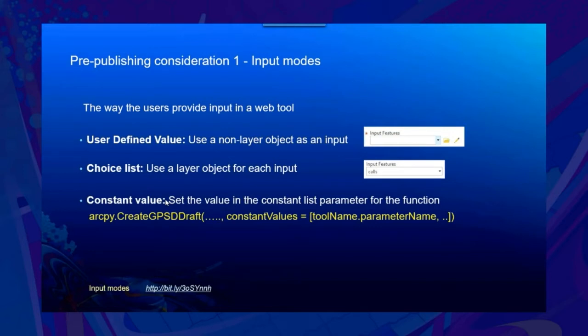So if you want to do that, set the constant value for this parameter using this function, arcpy.CreateGPSDDraft. SD draft means service definition draft. This function I will explain in a later publishing function section. Within this function, there's a parameter called constant values, and you can assign your tool name and parameter name for these constant values. This is a list, so you can specify multiple parameters as constant values. To know more about input modes, here is the link.